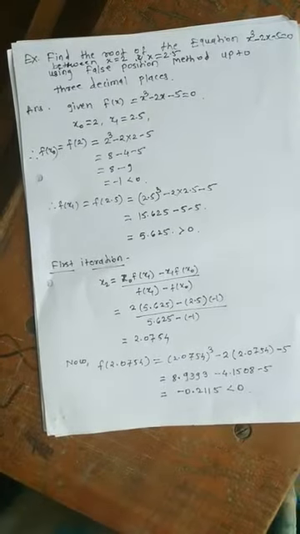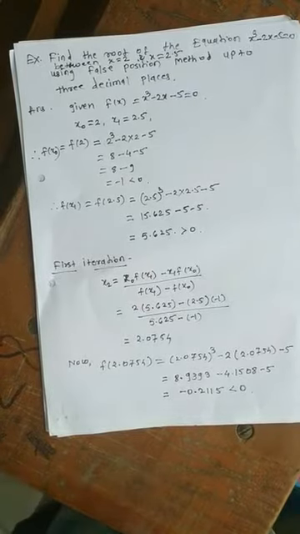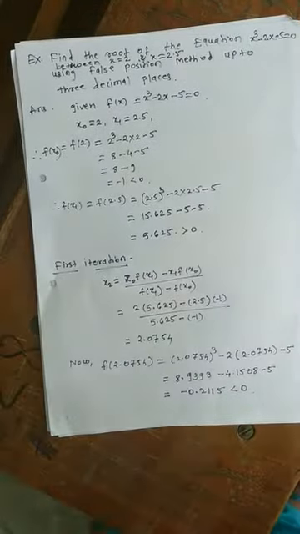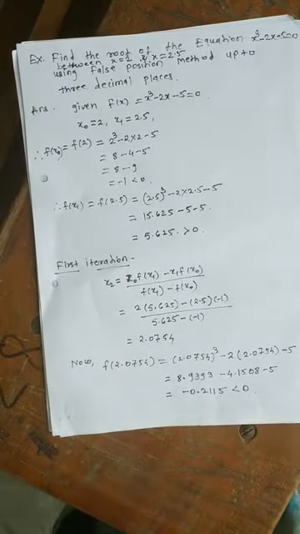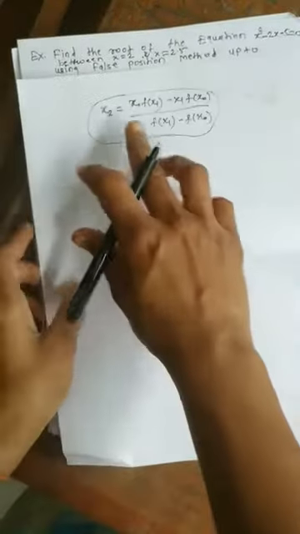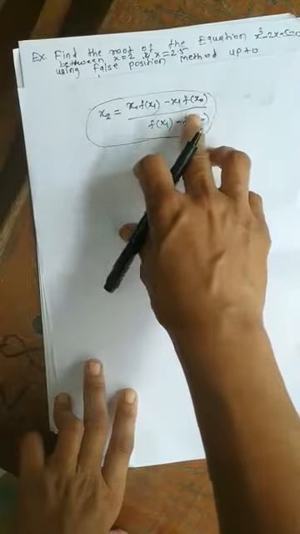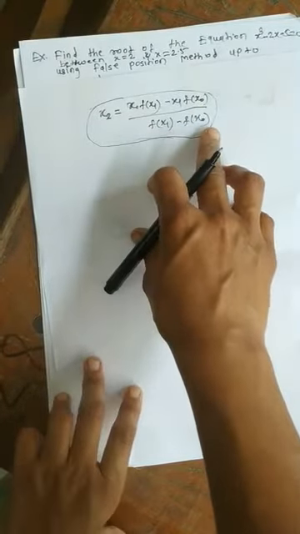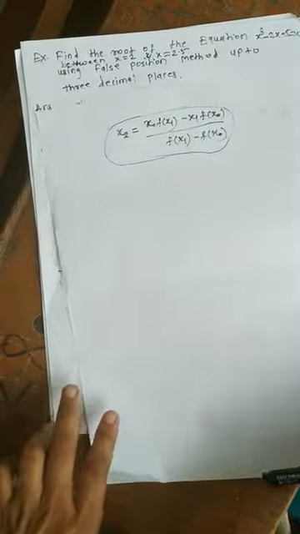Hello my dear students, today we see an example on the false position method. In the previous lecture we saw how to find the formula to find a root of the equation. So we have a formula here: x2 is equal to (x0 f(x1) minus x1 f(x0)) divided by (f(x1) minus f(x0)). Using this formula we find the root of the equation.